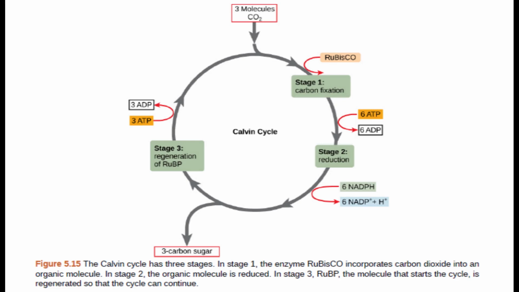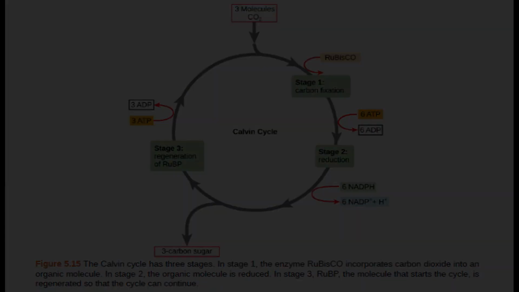Figure 5.15. The Calvin cycle has 3 stages. In stage 1, the enzyme Rubisco incorporates carbon dioxide into an organic molecule. In stage 2, the organic molecule is reduced. In stage 3, ribulose bisphosphate, the molecule that starts the cycle, is regenerated so that the cycle can continue.